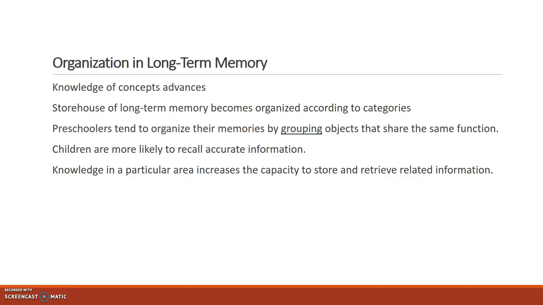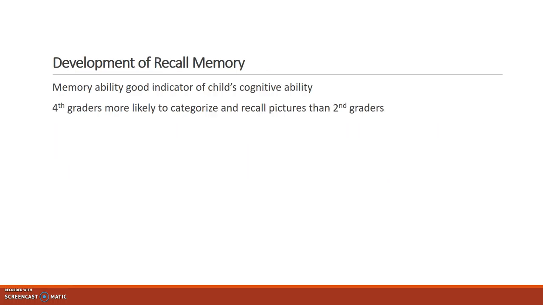Obviously, children are more likely to recall accurate information if they already have knowledge in a particular area, which increases their capacity to store and retrieve related information. So let's say your kid has a hobby, or is really into, I don't know, cars or trains or whatever dolls are the thing at the moment. They may be more likely to store and retrieve information about those hobbies, about those things they're interested in, more easily than things they don't really have knowledge of as of yet.